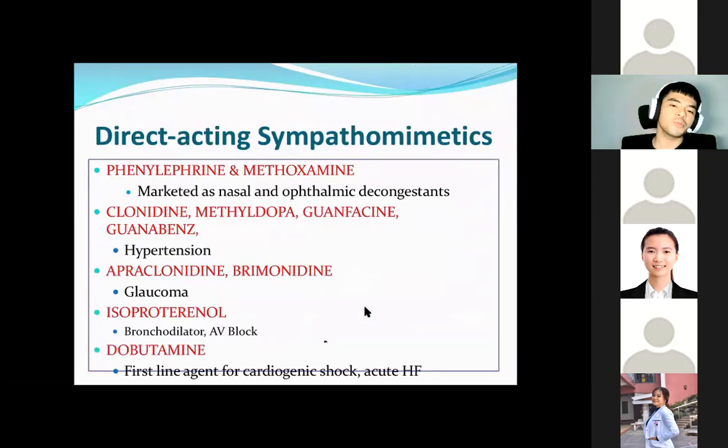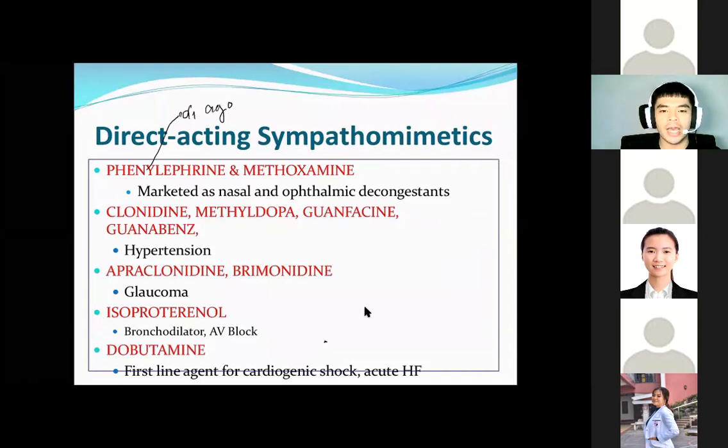Next, let's proceed to the clinical applications of direct-acting sympathomimetics. These are selective agents. Number one, we have phenylephrine and methoxamine. Phenylephrine and methoxamine are alpha-1 agonists. Question: when it is an alpha-1 agonist, are they constrictors or dilators? Constrictors. Yes, very good. So these are constrictors.